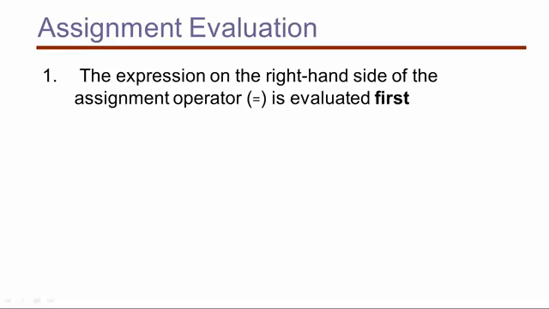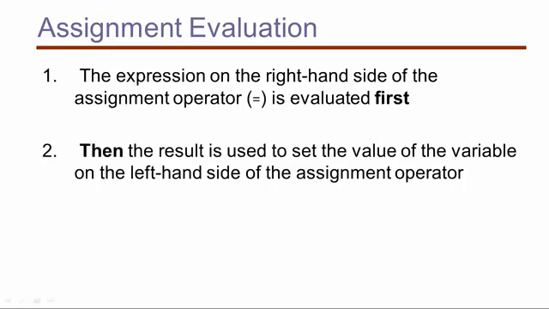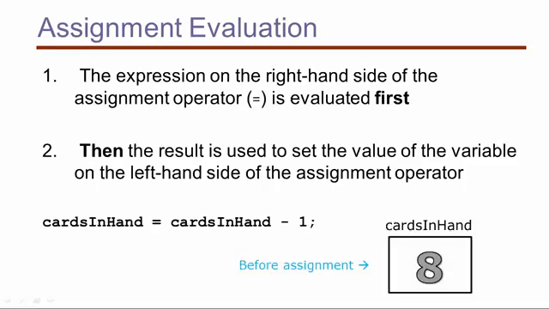Note that in evaluating the assignment statement, the expression on the right of the assignment operator is evaluated first to produce a value, and then that value is assigned to the variable on the left of the assignment operator. In this example, we first evaluate the expression on the right by getting the current value of cards in hand, which is the value 8, and then subtracting 1 from it. This new value 7 is then assigned to change the variable cards in hand.